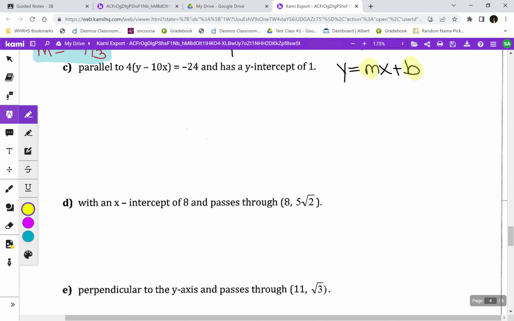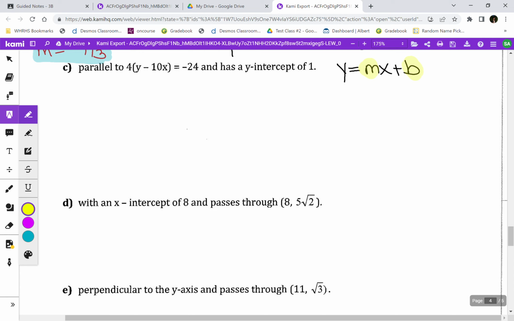We're coming up with an equation of a line that's parallel to 4 times the quantity of y minus 10x equals negative 24 and has a y-intercept of 1. What do we already have right off the bat? So we have the y-intercept. What's that y-intercept? 1. All right, and then it's saying our new line is parallel to this line. Well, what do we know? Lines that are parallel have the same what? Jocelyn? Slope.